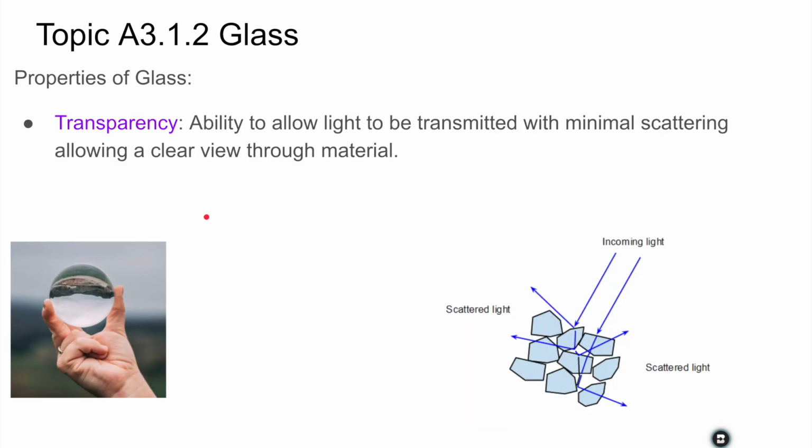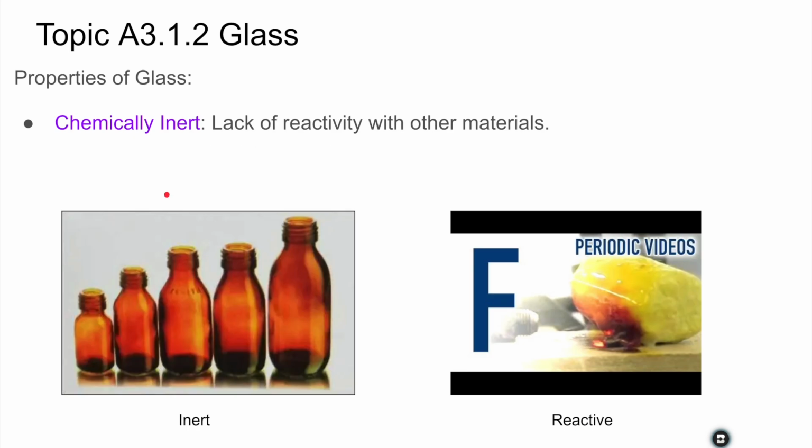One of the properties of glass is that it's transparent, so this is the ability to allow light to be transmitted with minimal scattering, allowing a clear view through a material, and this is an important property of glass. It's also chemically inert, so it lacks reactivity with other materials. That means that it's not going to react with the contents that you put into a glass bottle. And that's important.